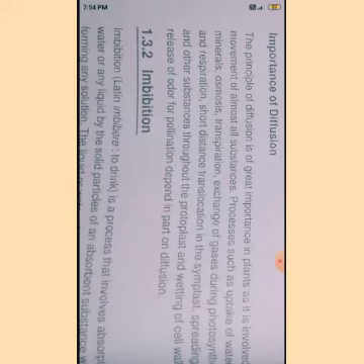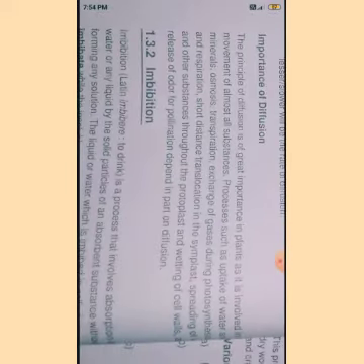After that, there are some important points of diffusion. The principle of diffusion is of great importance in the plant, as it is involved in the movement of almost all substances.